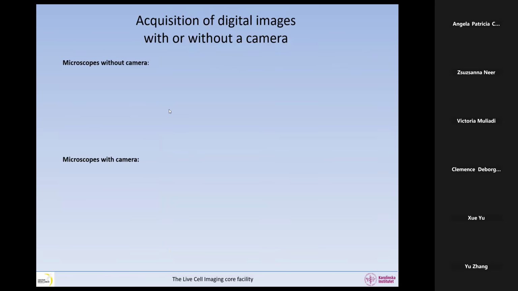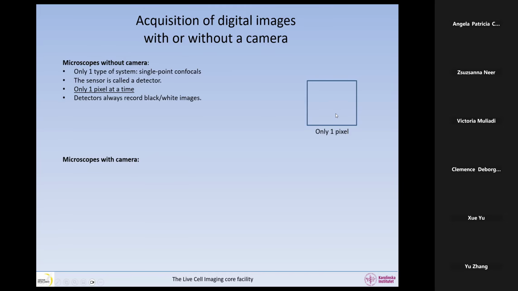So what is the difference when we acquire a digital image with a microscope with a camera or without a camera? There's a big difference. If we acquire an image on a system that does not have a camera, it means this is a single point confocal, and there's only one type of system that acquires without a camera, single point confocals. In that case, the sensor, the device that is recording the light, is called a detector. And it records only one pixel at a time, okay? One single pixel is recorded.